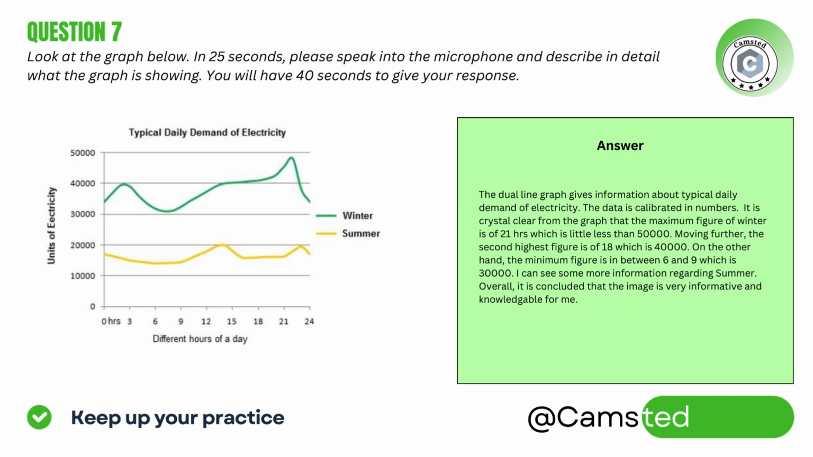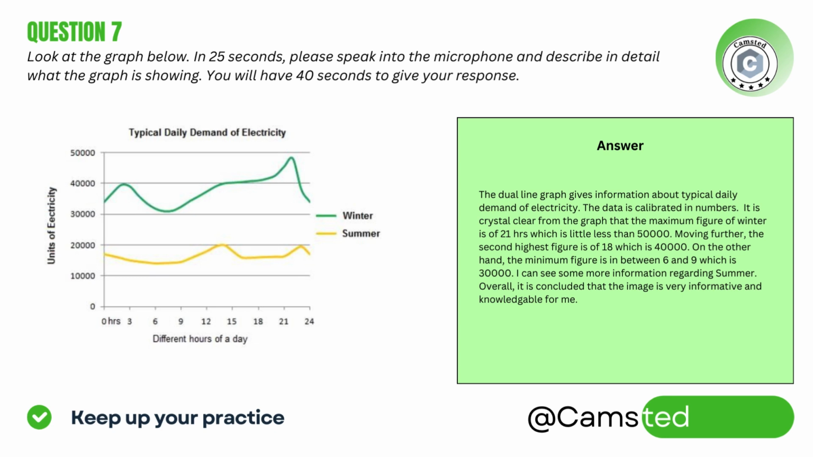The dual line graph gives information about typical daily demand of electricity. The data is calibrated in numbers. It is crystal clear from the graph that the maximum figure of winter is of 21 hours, which is little less than 50,000. Moving further, the second highest figure is of 18, which is 40,000.